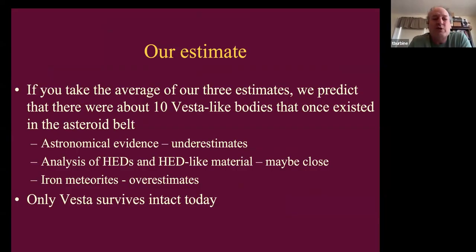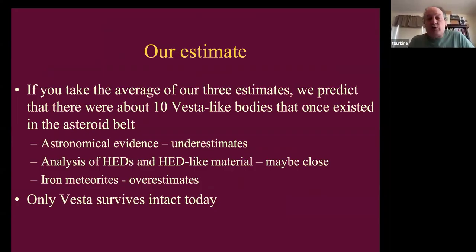Only one of them survives today, only the one Vesta observed by Dawn. Only one of 10 probably survived. The astronomical evidence underestimates the HEDs. Maybe it's close. And the iron meteorites is probably an overestimate. And you only have Vesta today that's intact. Everything else is broken down.